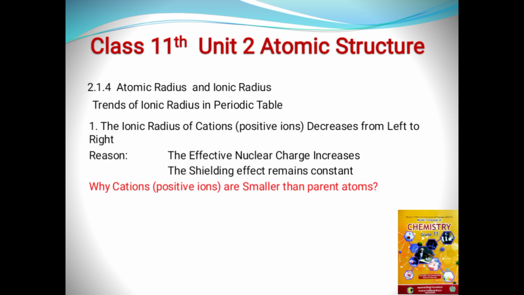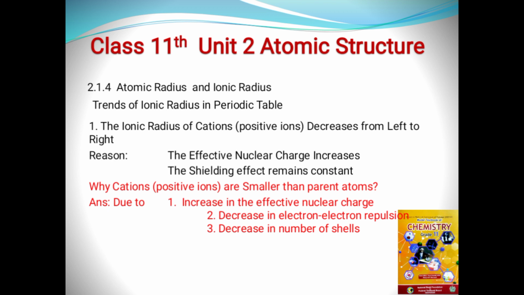Next question: why are cations, the positive ions, smaller than the parent atoms? The answer is number one, this is due to an increase in the effective nuclear charge. Number two, decrease in electron repulsion. And number three, decrease in the number of shells. The main point is that the effective nuclear charge increases.